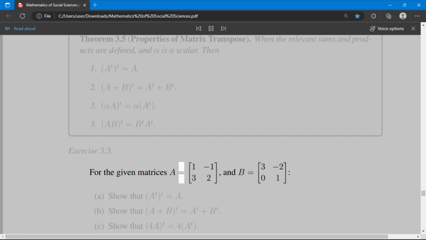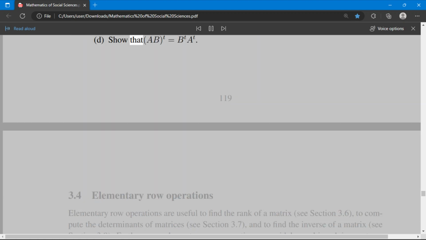Exercise 3.3. For the given matrices A equals 1 1 3 2, and B equals 3 2 0 1. A. Show that (A^T)^T equals A. B. Show that (A plus B)^T equals A^T plus B^T. C. Show that (4A)^T equals 4A^T. D. Show that (AB)^T equals B^T A^T.